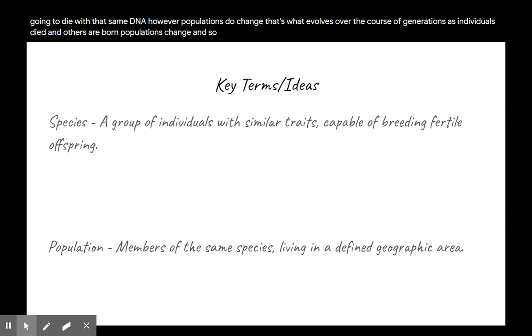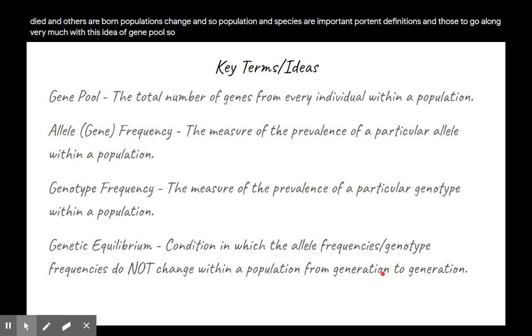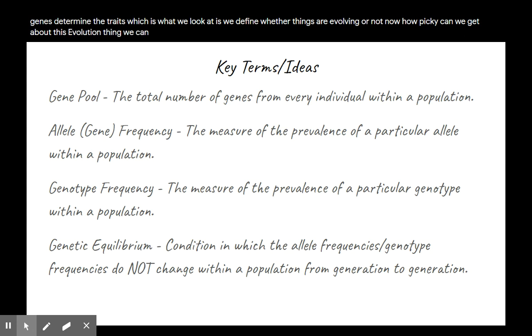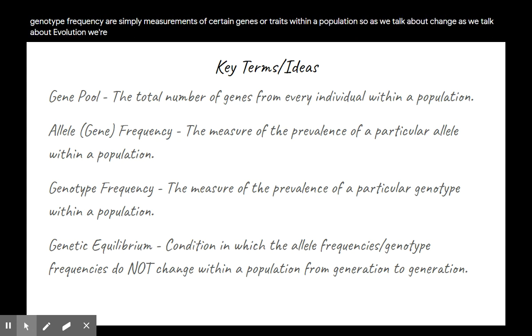And so population and species are important definitions, and those two go along very much with this idea of gene pool, simply the total number of genes from every individual within a population, because those genes determine the traits, which is what we look at as we define whether things are evolving or not. Now, how picky can we get about this evolution thing? We can add numbers to it. Two phrases here, allele or gene frequency and genotype frequency, are simply measurements of certain genes or traits within a population. So as we talk about change, as we talk about evolution, we're talking about traits over time changing. Well, we can measure that.